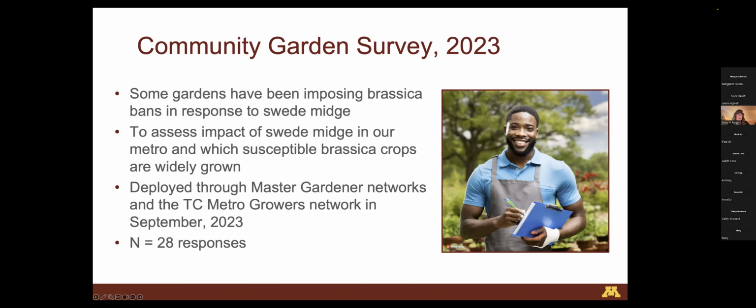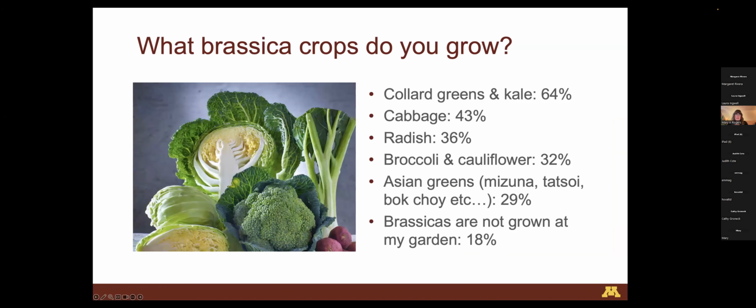We deployed a grower survey through our Urban Ag Network, through Master Gardeners and the Twin City Metro Growers Network. This September, we received 28 responses, and I'm going to summarize some of these. Looking at what crops were most popular, 64% of growers were producing leafy greens, collard greens, and kale. Smaller amounts of cabbage, radish, broccoli, and cauliflower. Asian greens were also grown. And then some of the growers in those hot spots said no, we're not allowed to grow brassicas in our garden anymore.